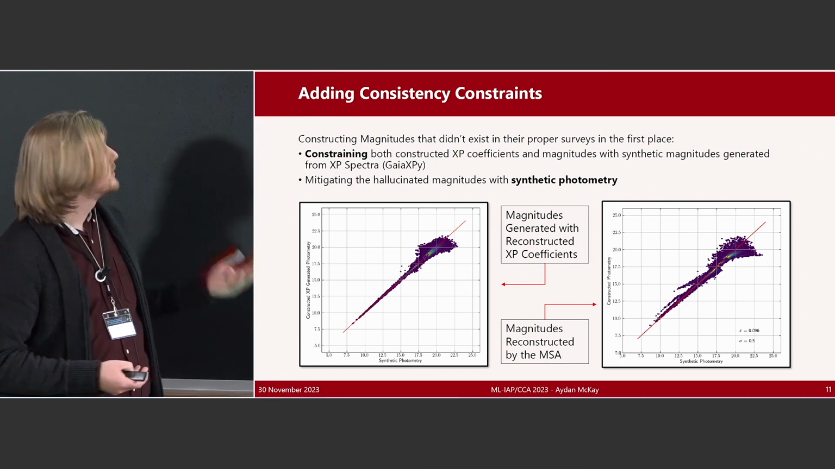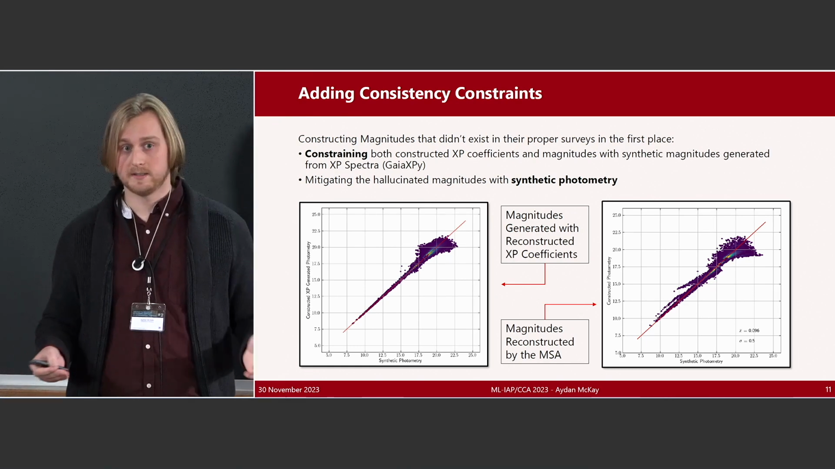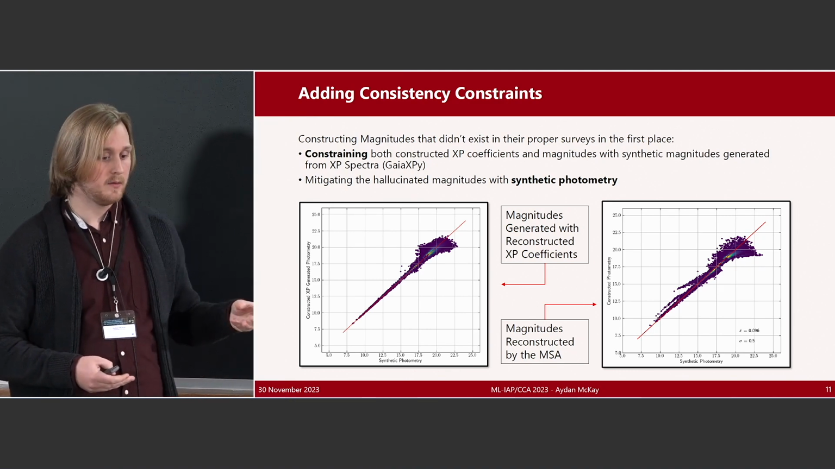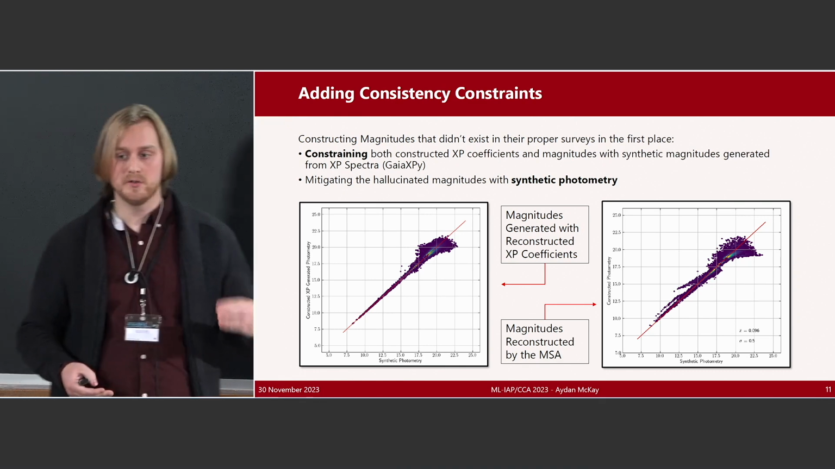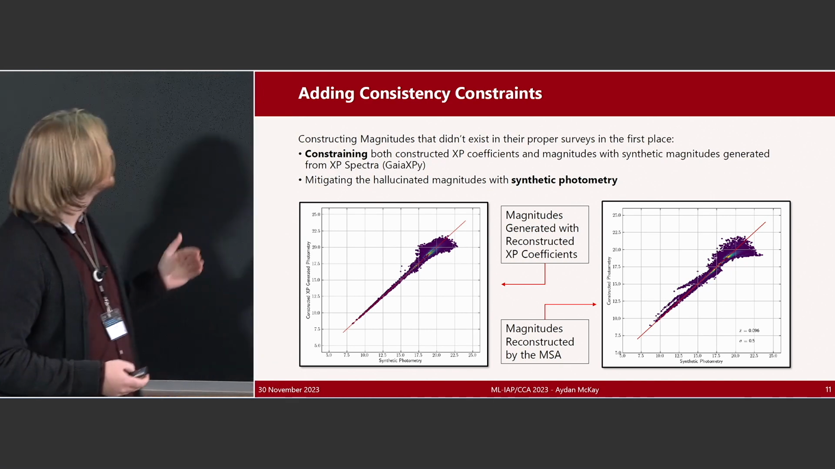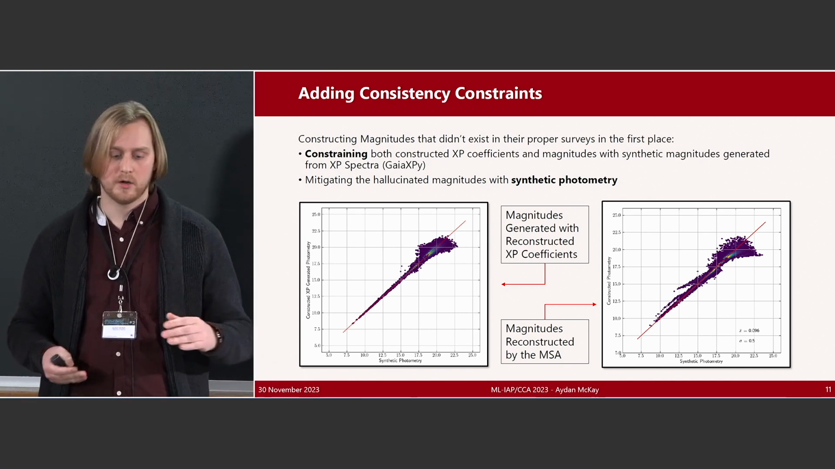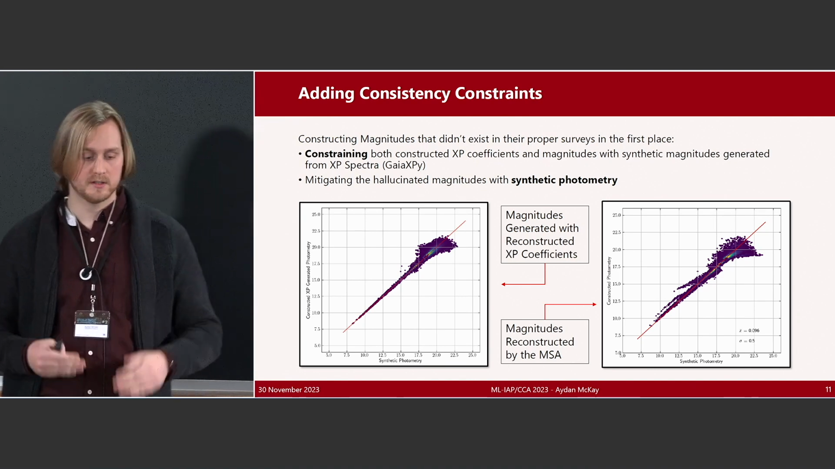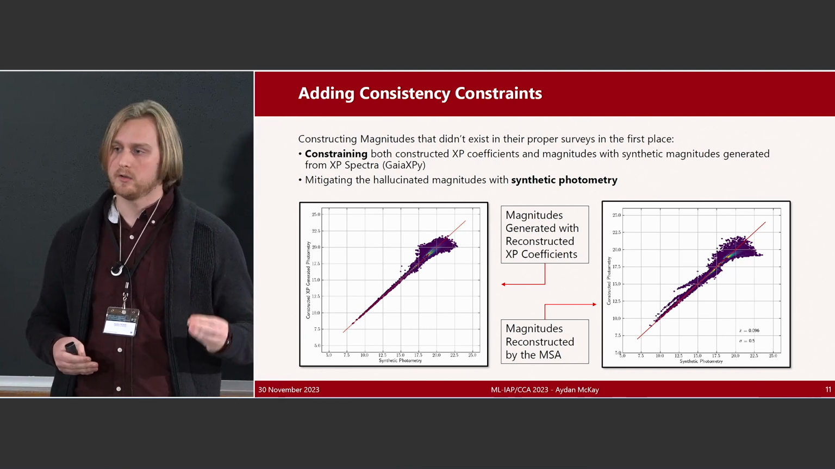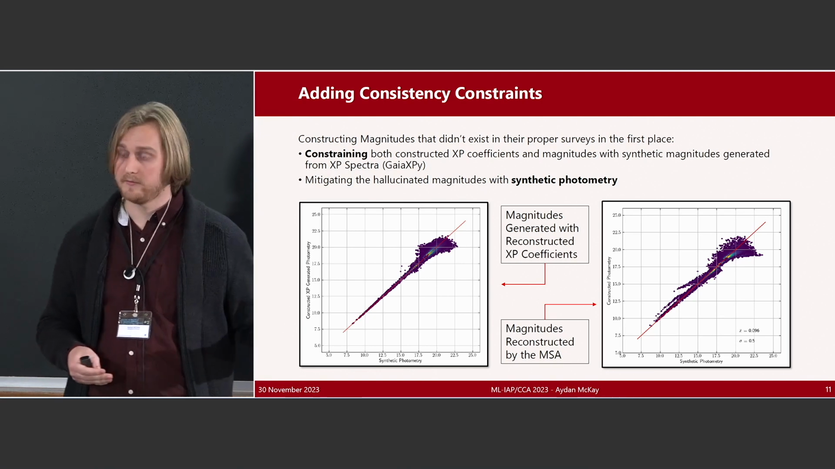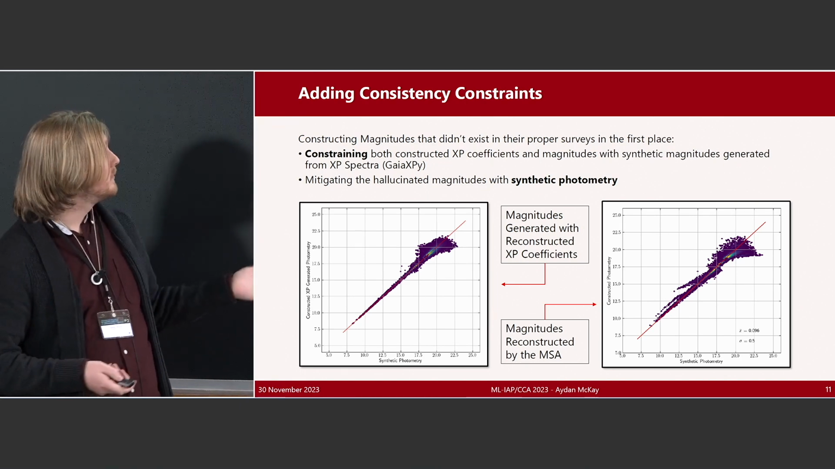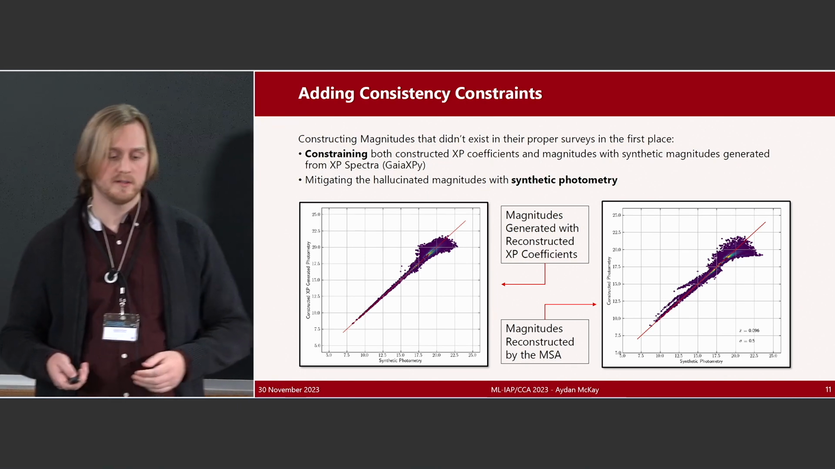Here we have some reconstruction plots of magnitudes that don't exist in their surveys. The way that I'm generating these plots and constraining the model then is by synthetically generating these magnitudes using the XP spectra. This is done through a tool called Gaia XPy, and on the x-axis of both these plots, we have the photometry generated through the unmasked coefficients, where on the left plot here, we have the photometry generated through reconstructed coefficients only, which are, again, masked 50% of the time. On the right, we just have the reconstructed magnitudes through the algorithm, and like I said, there is some way to go, but these are very promising results with low scatter.